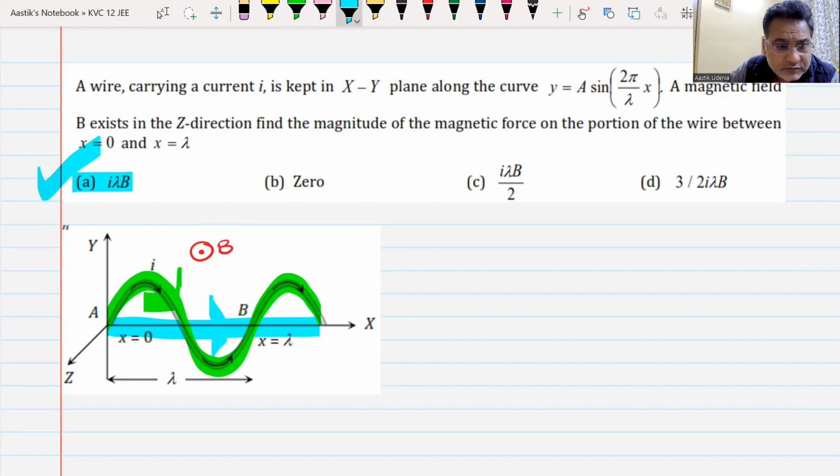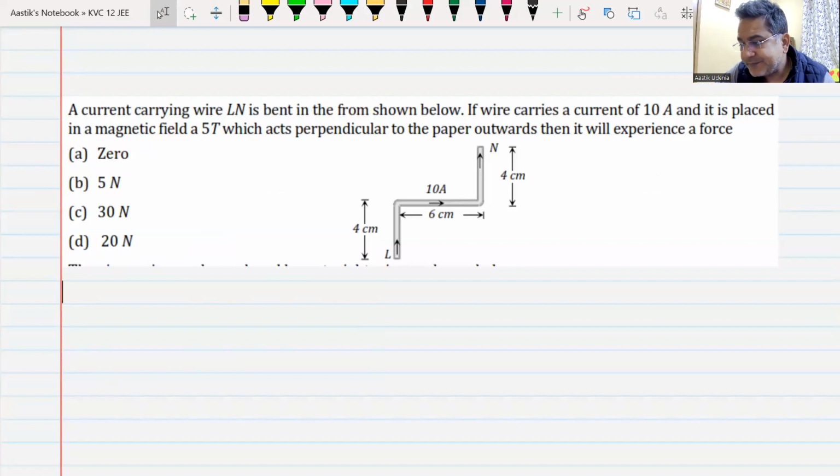Okay, one more. Most of the students were absent in the last class, so this one. A current carrying wire is bent in the form as shown below. The wire carries a current of 10 amperes and it's placed in a magnetic field of 5 teslas, which acts perpendicular to the plane outwards. What will be the force experienced by this wire? You have 2 minutes to give me the answer.